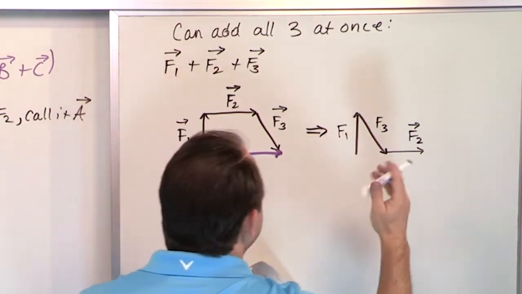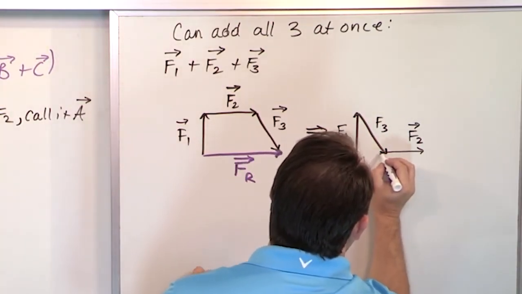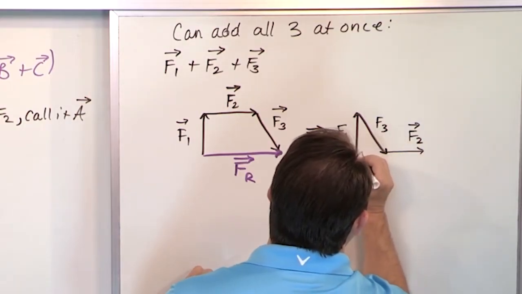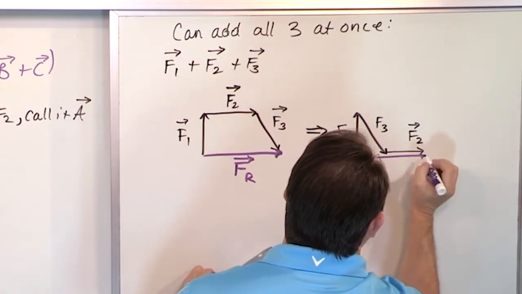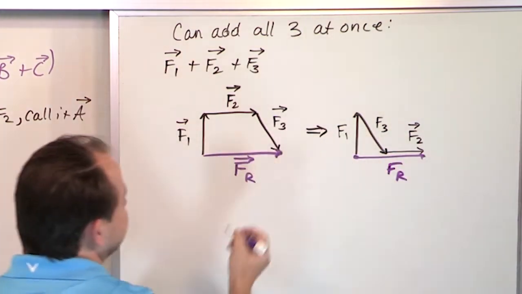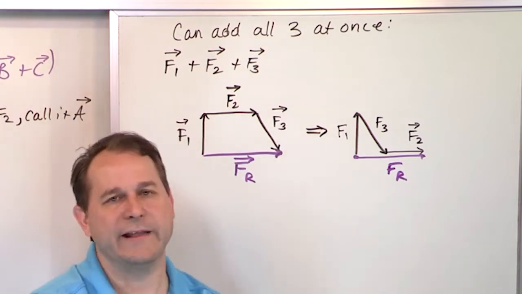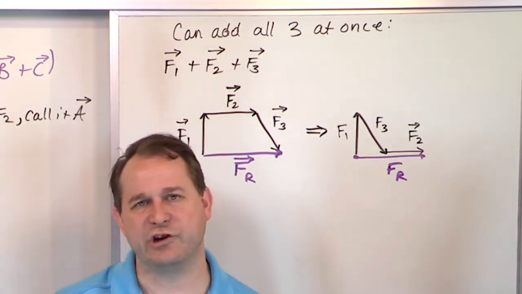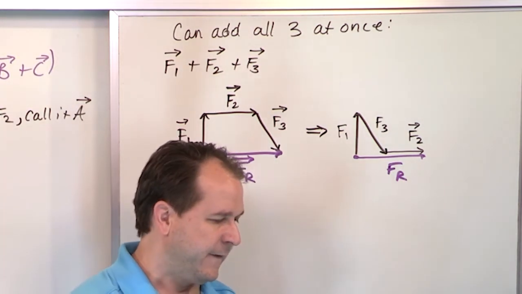So how do I get the answer? It's kind of hard to draw, but basically I'm going to start from the tail of this all the way to the head of the other one, so I'll draw it underneath. The vector is going to be like this, F resultant. Exactly the same vector. It doesn't matter the order you add the vectors. You get the same answer. It's just a fact of geometry, really.